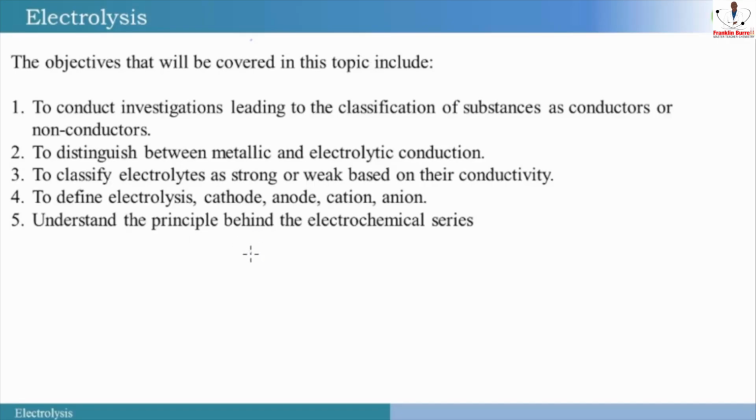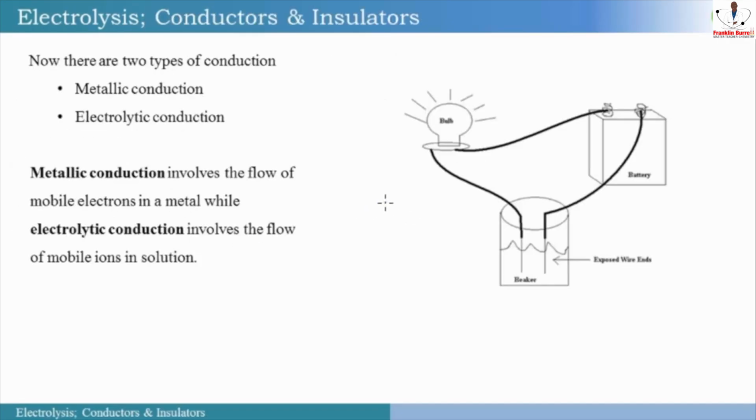Let us begin. First, we must look at substances that are conductors and substances that are non-conductors. If a substance is able to conduct current, it is classified as a conductor. If it will not conduct current, it is classified as a non-conductor or an insulator. Now we have two types of conduction: metallic conduction and electrolytic conduction. What is the difference between the two types of conduction?